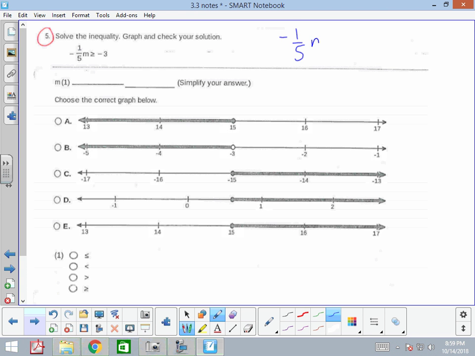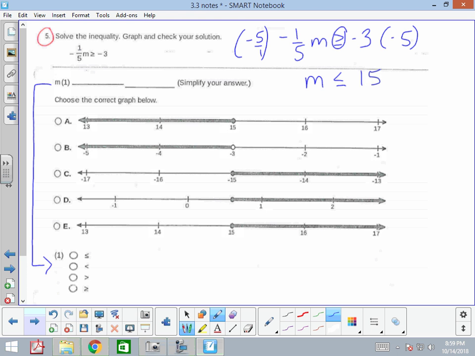When we are solving equations that have fractions multiplied by the variable, we multiply by the reciprocal, negative 5 over 1, which is also negative 5. I'm multiplying by a negative, so I have to switch the symbol around. Negative 5 times negative 1/5 is just positive M, and on the other side it's less than or equal to 15. So again, we have that pull down menu on this one. Make sure you pick the right one there, and then type 15.